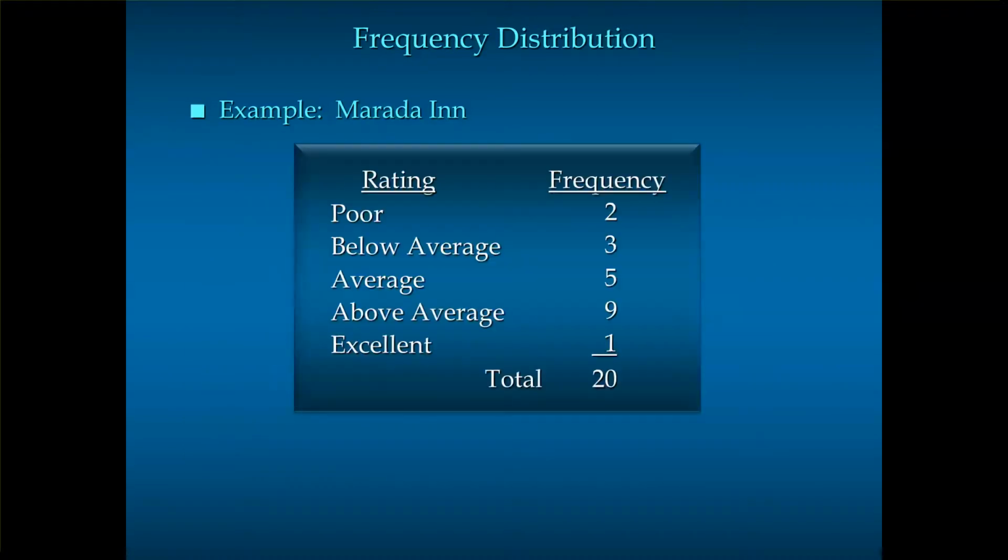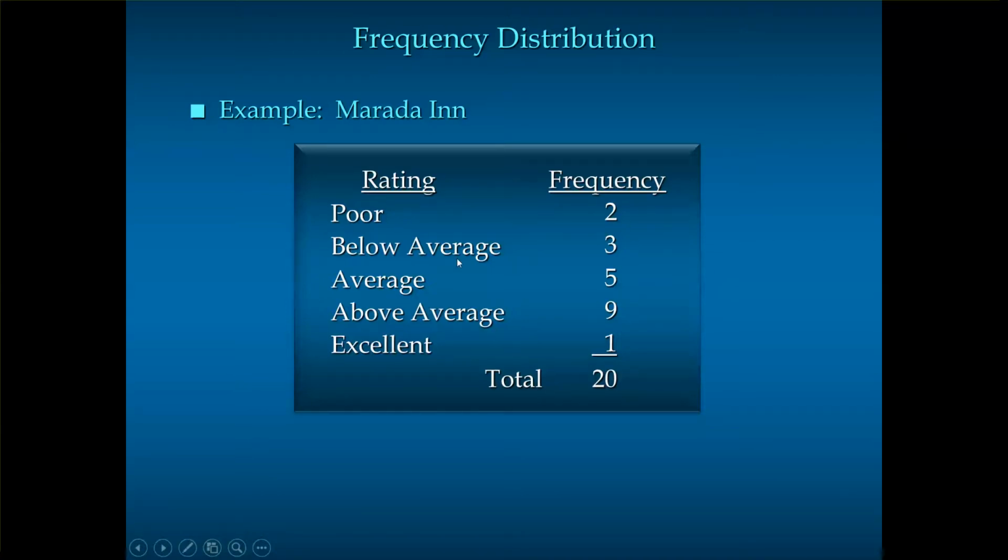So here is what the frequency distribution looks like. The first row is the list of possible levels: poor, below average, average, above average, and excellent. These are the categories, so we have five categories. And the second column is called the frequency. It shows us, for each category, how many guests voted for that category. So we have 2 people vote poor, 3 people vote below average, 5 people vote average, 9 people vote above average, and 1 person votes excellent. So we can find most people vote above average.